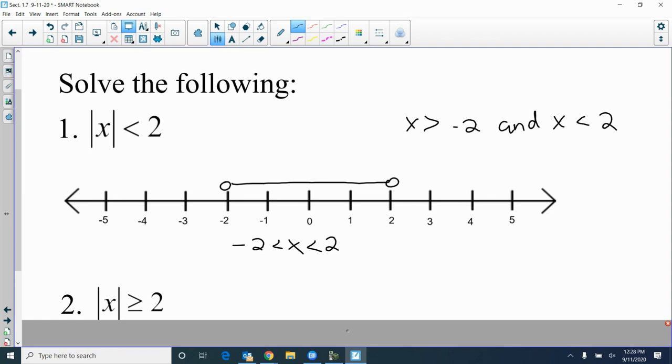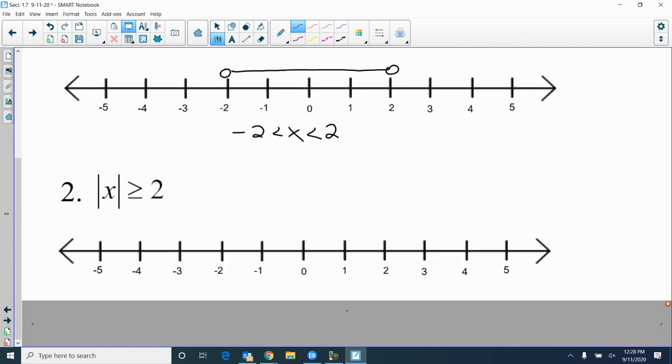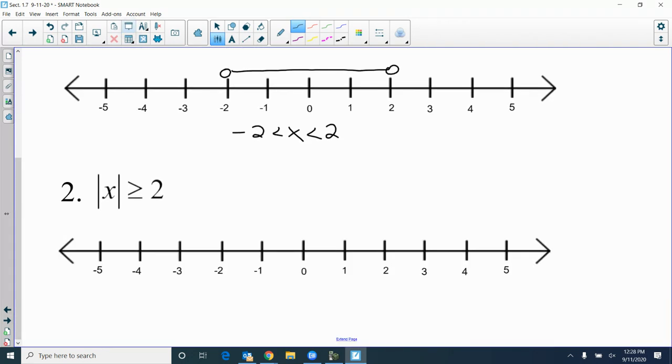All right, look at that second one. Absolute value of x is greater than or equal to 2. All right, go ahead, graph what you think the answers will be.